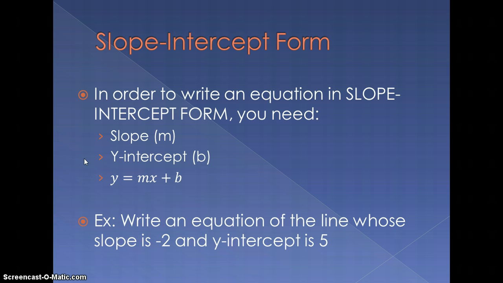The first example here is the most basic that we'll have. It says write an equation of the line whose slope is -2 and whose y-intercept is 5. So in order to do that, we use y equals mx plus b. Here my m is -2 and my b is 5. It's as easy as going y equals -2x plus 5. And that's all you would need to do.